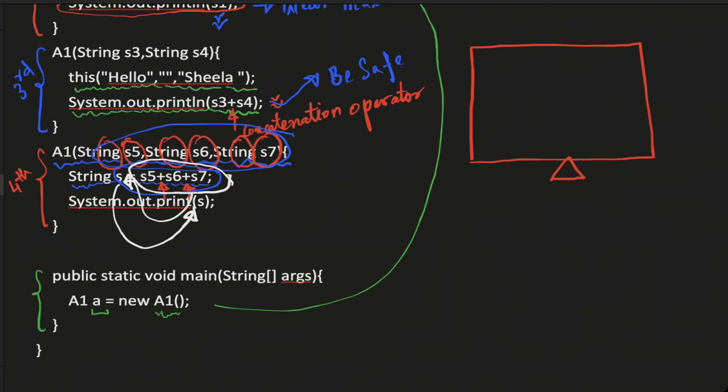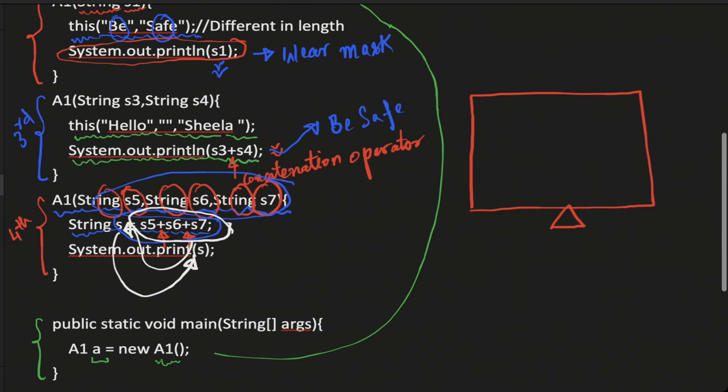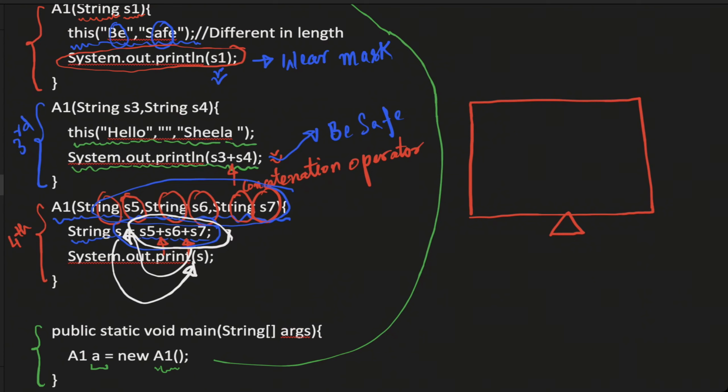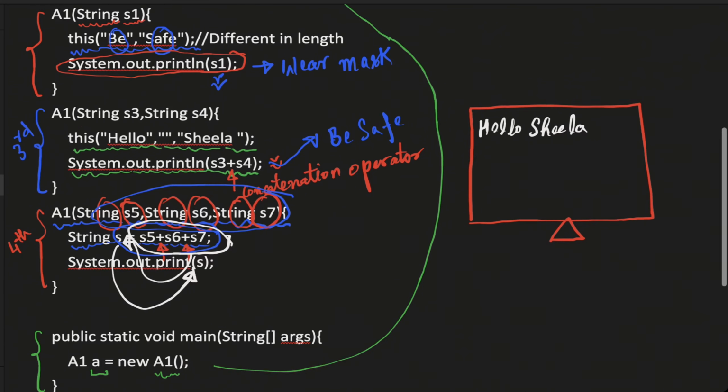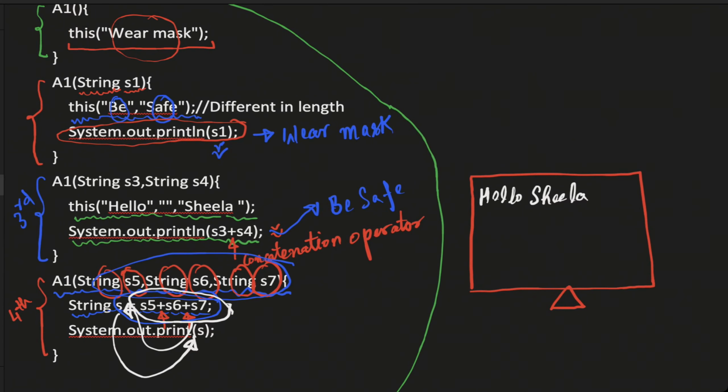Okay, so let me show you what it would print first. That is hello Sheila. Then it will print be safe. Then it will print what?